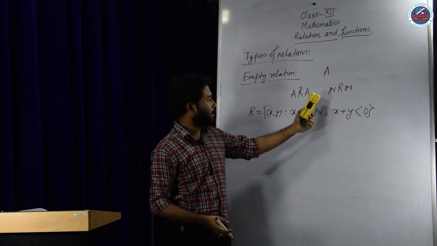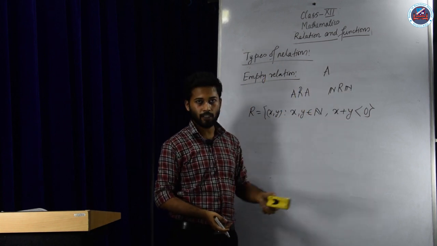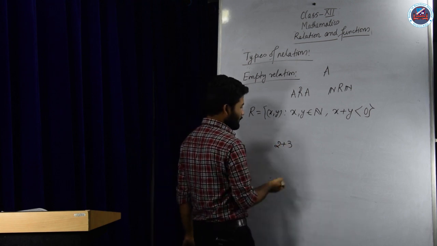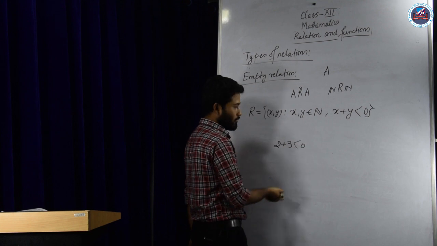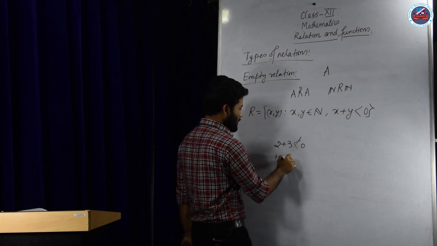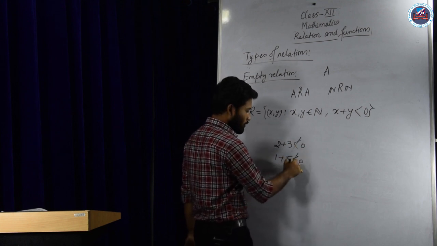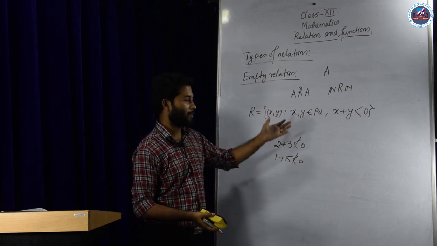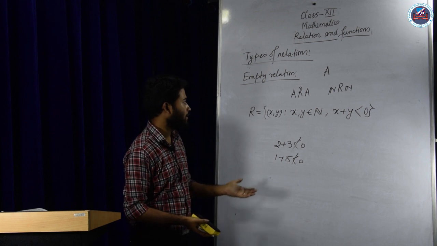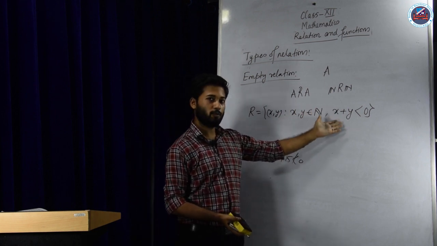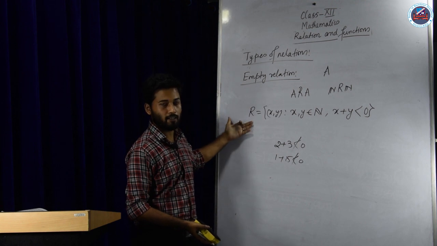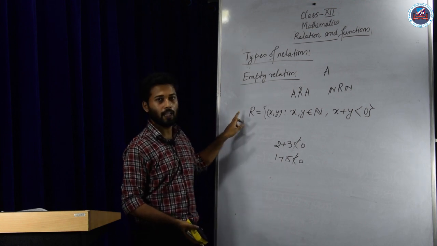So is there any natural number that satisfies this property? Suppose you take 2 plus 3, is it less than 0? No. If you take 1 plus 5, is it less than 0? No. So like this, you can take any number in the set of natural numbers and you can see that their addition is always greater than 0. That means there does not exist any such relation. So this is an example of an empty relation.